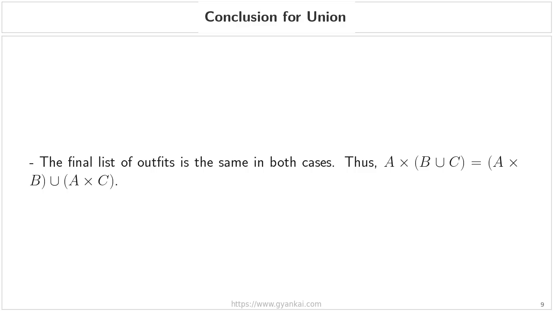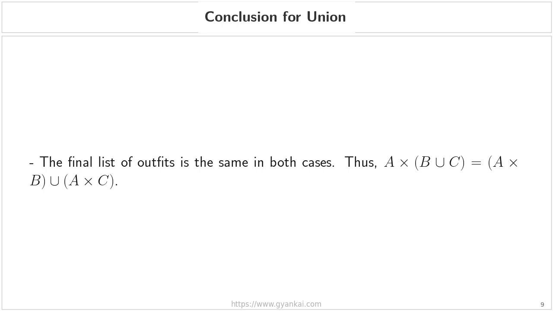Conclusion for union. Now, let's take a look at what we've just accomplished. If you compare the results from our two steps, you'll notice that the final list of outfit combinations we calculated on the left-hand side is exactly the same as the list we compiled on the right-hand side. Because these two sets of pairs are identical, we have successfully proven the second distributive property.